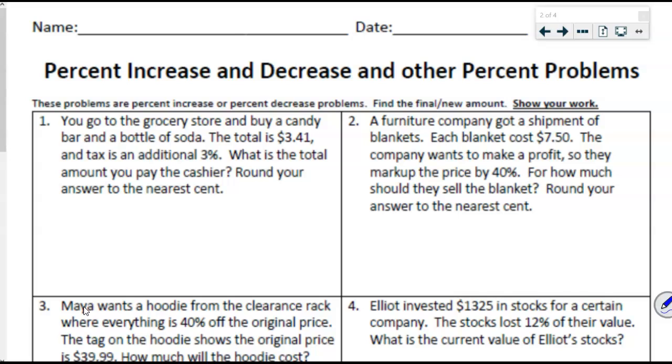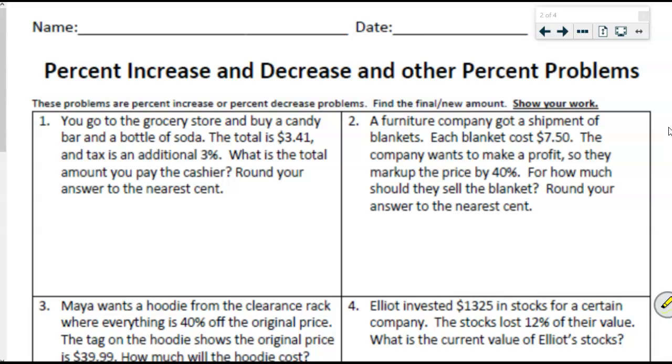All right. Number 1, you go to the grocery store and buy a candy bar and a bottle of soda. The total is $3.41, and tax is an additional 3%. What is the total amount that you pay the cashier? Make sure we understand what's happening. You guys have probably seen this. You add up the amounts. Candy bar's 99 cents. The soda is going to be $1.43.